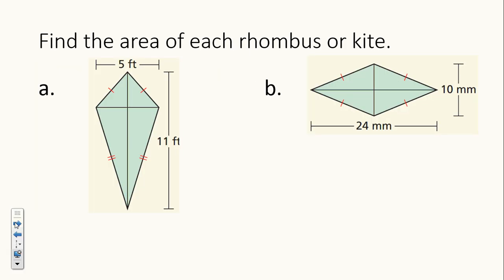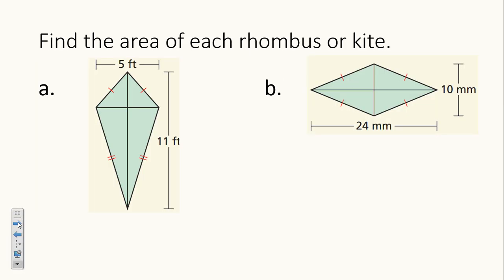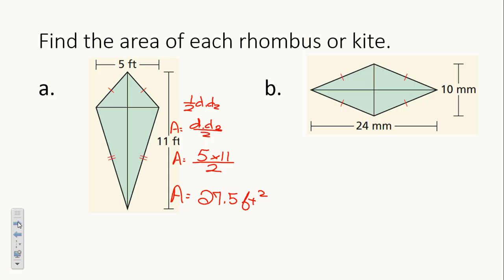So first example, how are we going to find the area of this kite? William? Okay, this is on your notes sheet. Left side of your notes sheet. So how are we going to find the area of this kite? 5 times 11 divided by 2. So write down 1/2 D1 D2 or D1 D2 divided by 2, your choice, whichever formula you want to use. And then write down 5 times 11 divided by 2 or 1/2 of 5 times 11, your choice. What's 5 times 11? 55 divided by 2? 27.5. What's our unit? Feet squared. Okay? That's how easy those are.